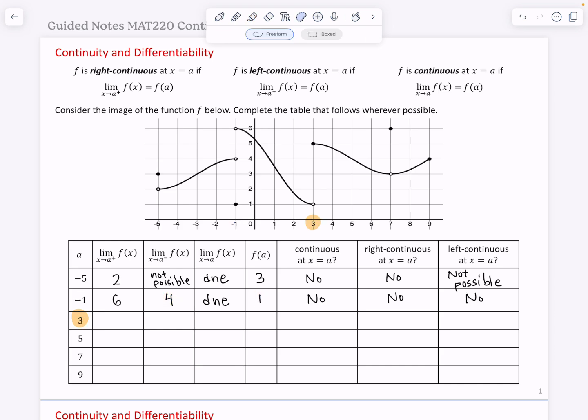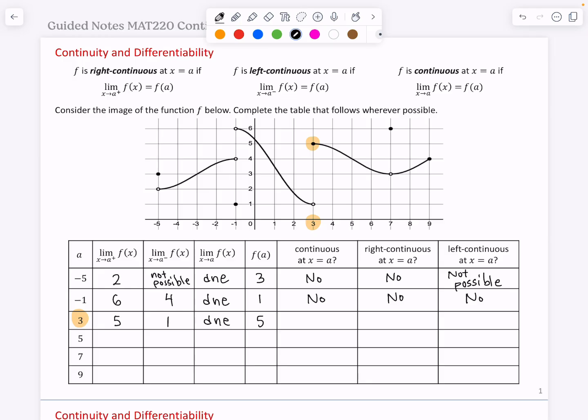Okay, let's move to x equals 3. As x approaches 3 from the right, the outputs are getting closer to an output of 5. As we approach 3 from the left, we get outputs that are getting closer and closer to a height of 1. So the two-sided limit, again, does not exist. This is another jump discontinuity. The value of f of 3 is indicated by the y-coordinate of the solid point, which is 5.